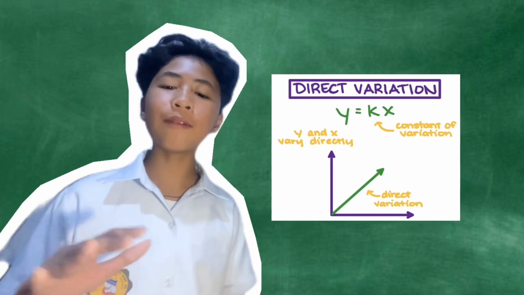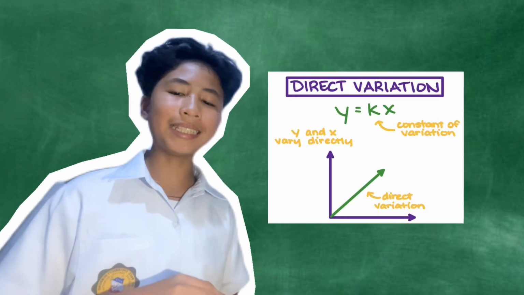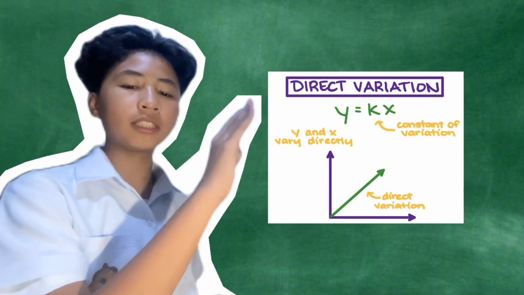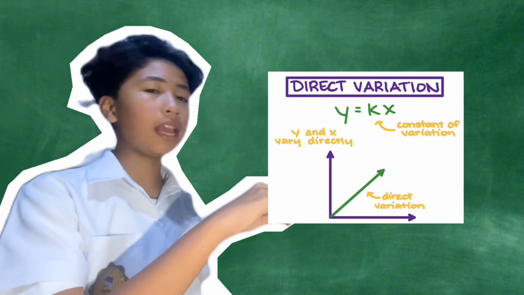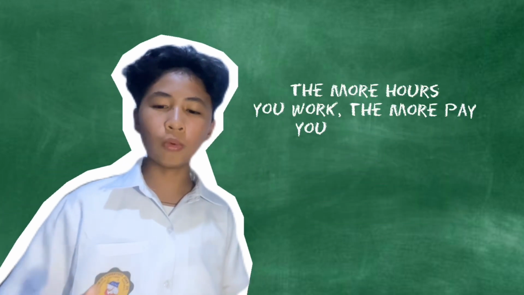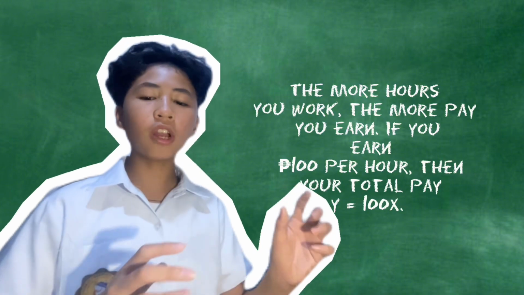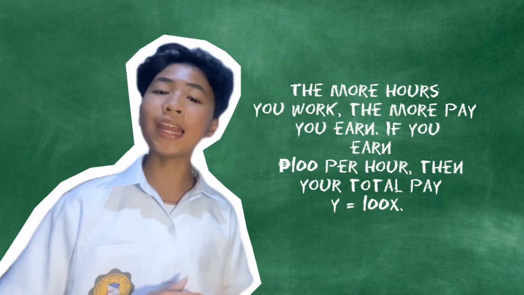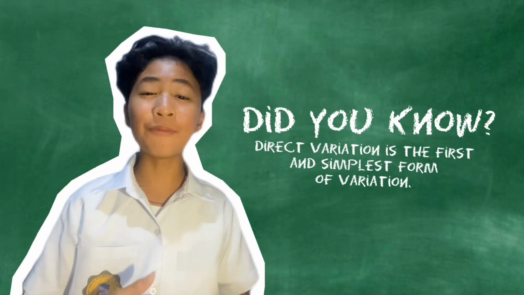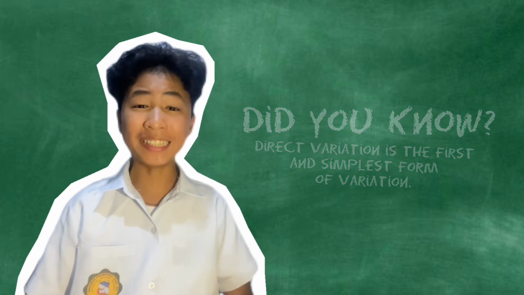to solve certain problems. The first one is direct variation. In a direct variation, when one quantity increases, the other also increases at a constant rate. Basically, its formula is y equals kx, where k is constant. And an example of this would be the more hours you work, the more pay you earn. If you earn 100 pesos per hour, then your total pay would be y equals 100x. Did you know direct variation is the first and simplest form of variation?